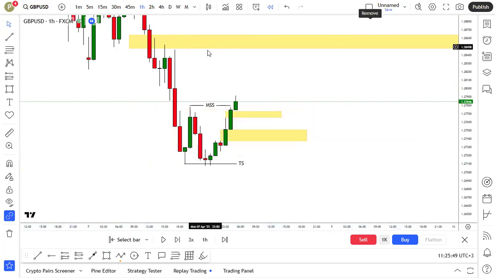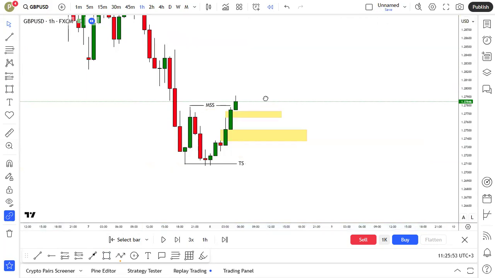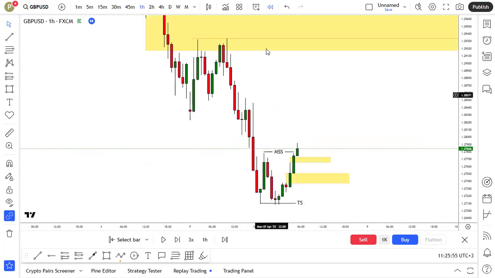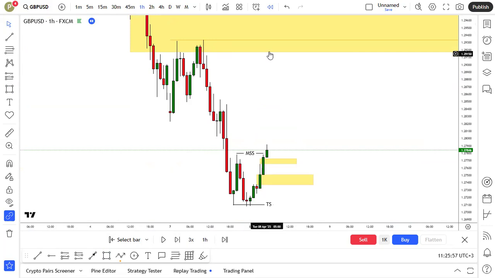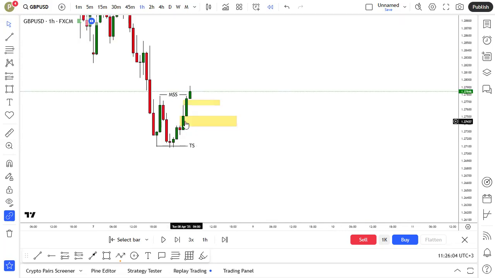Let me just remove this. Remove those. Have a clean chart. Okay, and remember that's our target. That's in the form of equal highs. These two form equal highs. That's why it's going to be our target. So we have a market structure shift here. We have the fair value gap. So we need to focus on the lower one, this one.